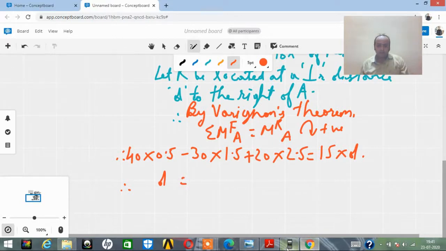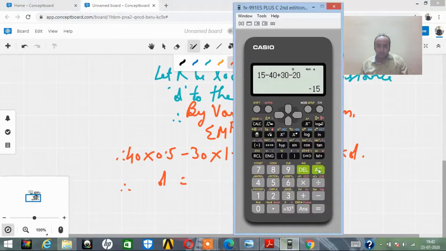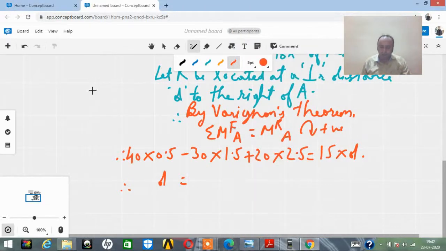Now let us see the calculation. It will be 40 into 0.5 minus 30 into 1.5 plus 20 into 2.5. So here it is, value is 25, divided by R which is 15. So value is 1.6. Therefore the value of D comes out positive. That means our assumption is correct. So D is equal to 1.6 meter to the right of A.